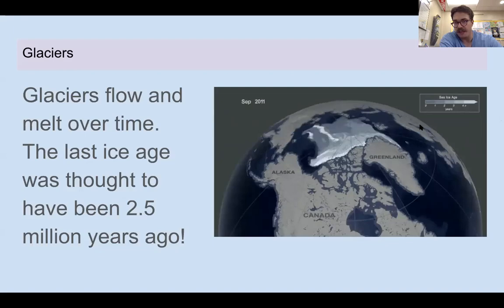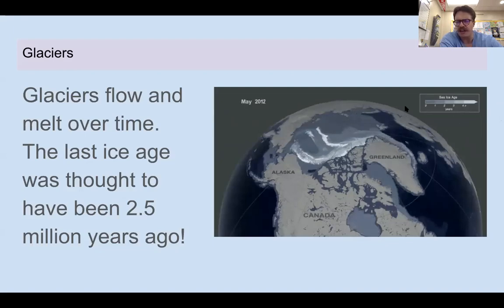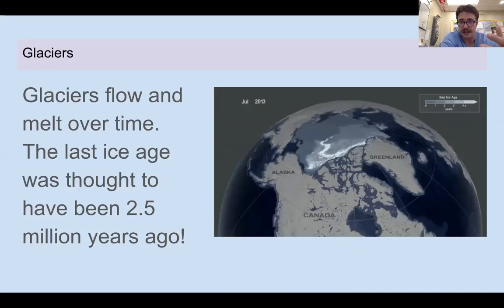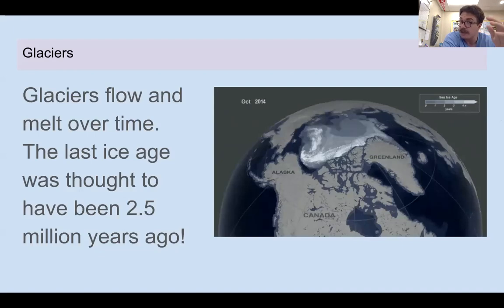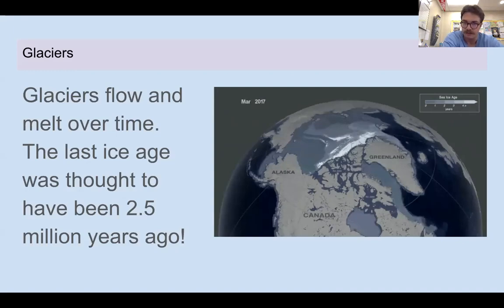And the graph or scale up in the corner shows us how old the oldest ice is, with the very faint sort of gray color being the youngest, newest ice, and the brightest white being the oldest ice.